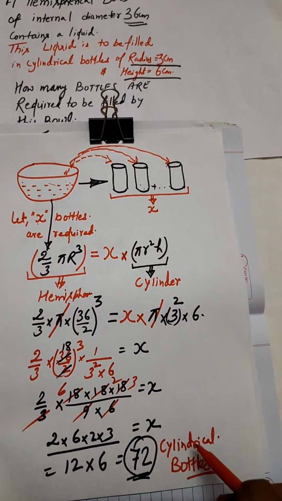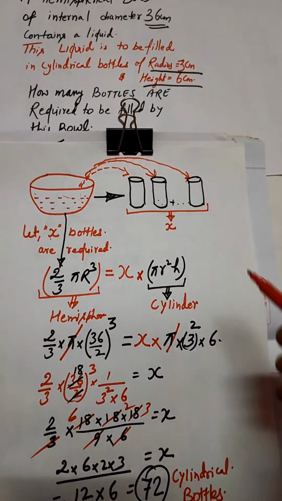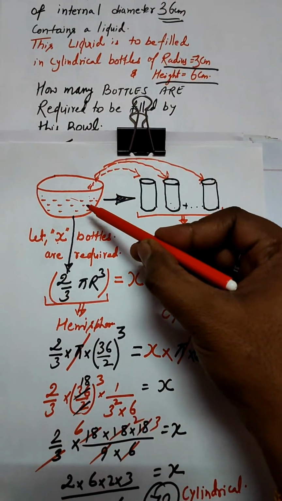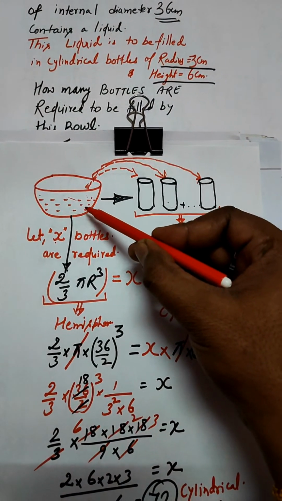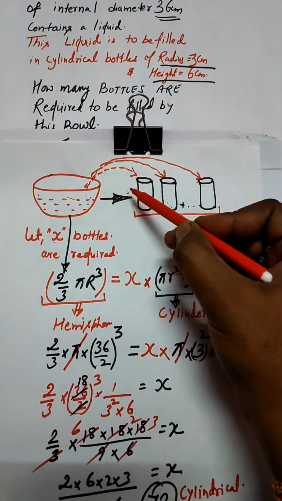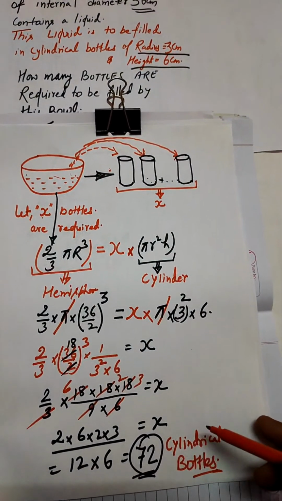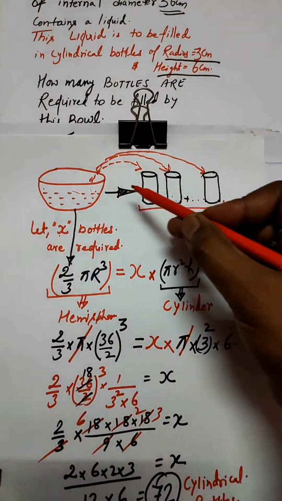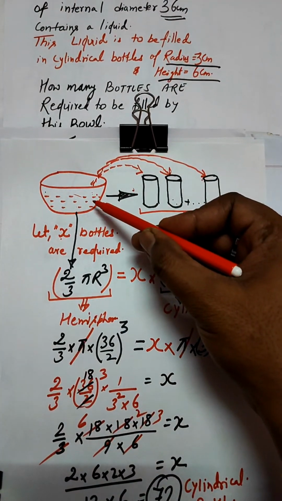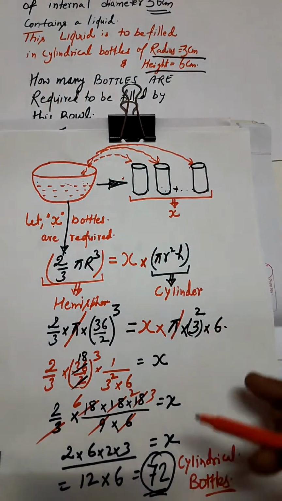So we can say that 72 cylindrical bottles will be required, where the liquid which is kept inside the hemispherical bowl can be emptied. So we can say that x number of bottles, that is 72 such cylindrical bottles, will be required where the entire volume of the hemispherical bowl can be emptied, right? So this is our answer.